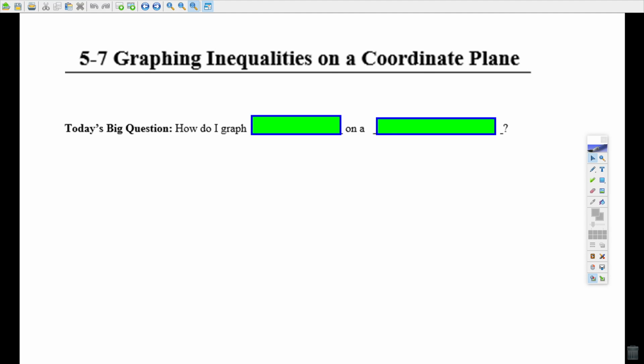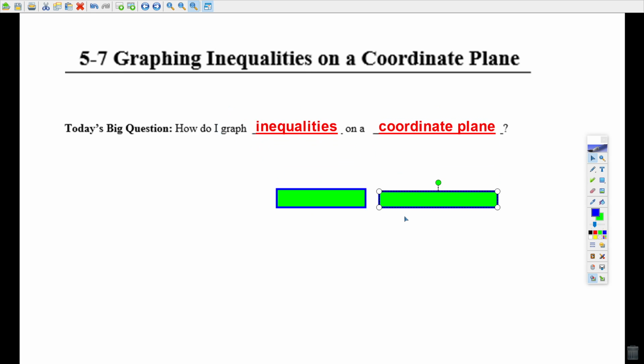So now we're going to jump a few more sections further. We went from 5.1, now we're going to go to 5.7, because I feel like these sections all kind of go together. They all deal with inequalities. So now we're going to go and graph inequalities, but now it's going to be on a coordinate plane. So how do you graph inequalities on a coordinate plane?